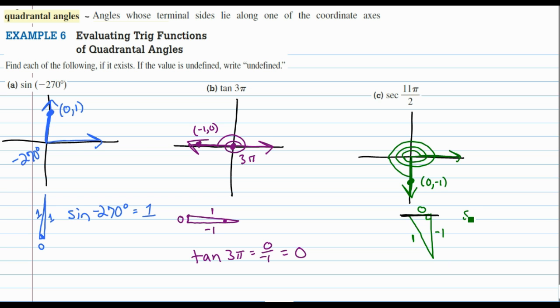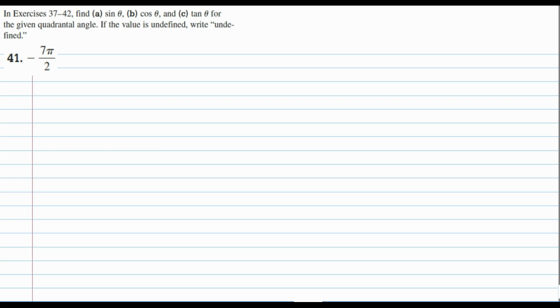So if I look at the secant of 11 pi over 2, secant is the reciprocal of cosine, so that would be hypotenuse over adjacent. So the hypotenuse is 1 over the adjacent is 0. 1 over 0. Oh, look, there you go. There's your very first undefined. Congratulations. All right, let's go look at the now try problem.